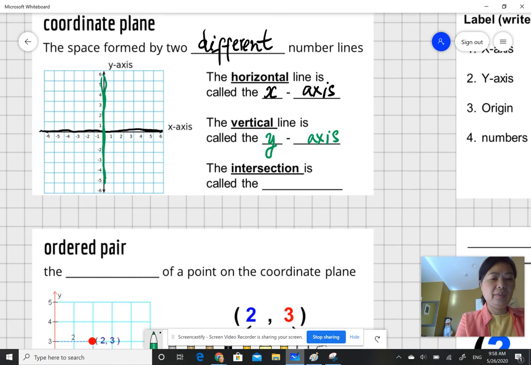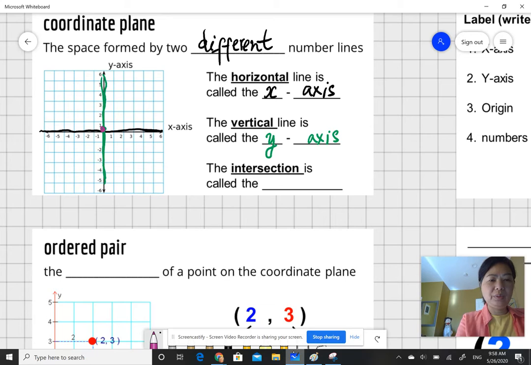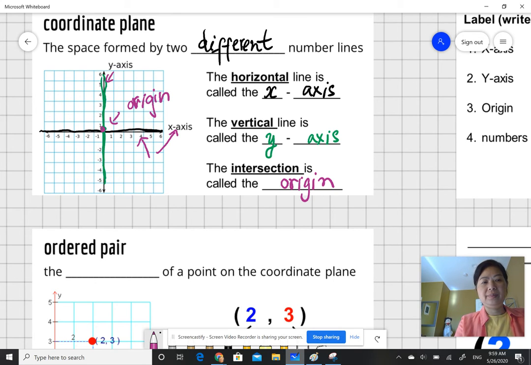And then here you have the middle point, which is the intersection between the x-axis and the y-axis. And the name is origin. Okay, so this is the origin. And this one is, of course, the x-axis, and then you have the y-axis, right? Okay, all right, that's good.